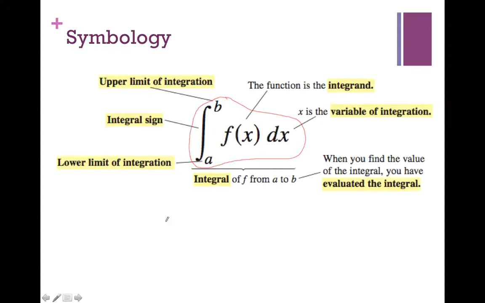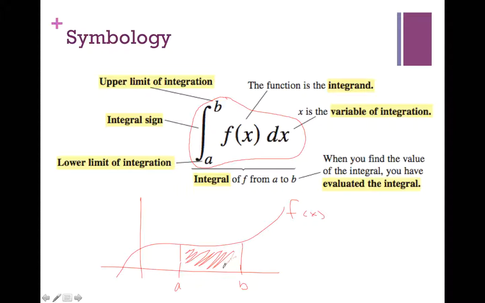Let's look at this graphically here. We have some function, f of x, and we're integrating from a to b, and we're finding the area under this curve. So this is the integral of f from a to b. And this area is going to equal a number. So as soon as you find that number, you have evaluated the integral. Now we're going to learn how to do this using antiderivatives later. But right now we're looking at very basic functions to really sink in what this statement means.